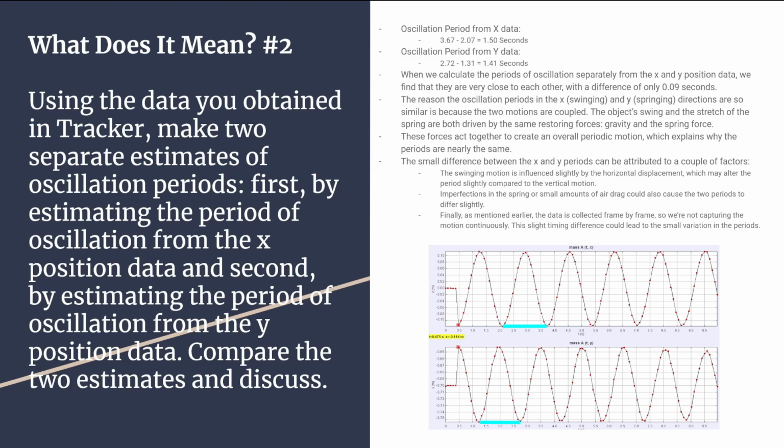The first being the swinging motion is influenced slightly by the horizontal displacement, which may alter the period slightly compared to the vertical motion. The imperfections in the spring or small amounts of air drag could also cause the two periods to differ slightly. Finally, as mentioned earlier, the data is collected frame by frame, so we're not capturing the motion continuously. A slight timing difference could lead to small variations in the periods.